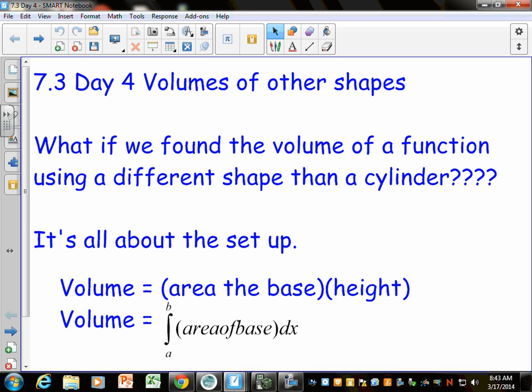How do they like to take volumes and make it different? What if the shape that we're rotating around is no longer a disc, or a cylinder, or a washer, or whatever you want to think about? What if they change it to another shape? The idea is the same. You just have to pay attention to what shape they say.